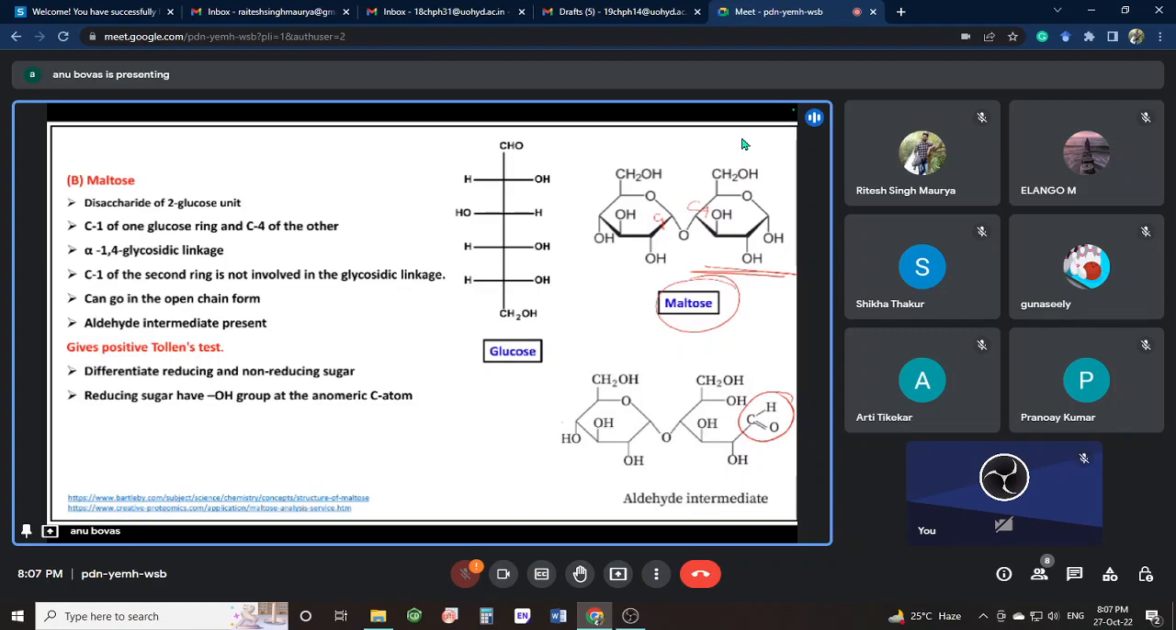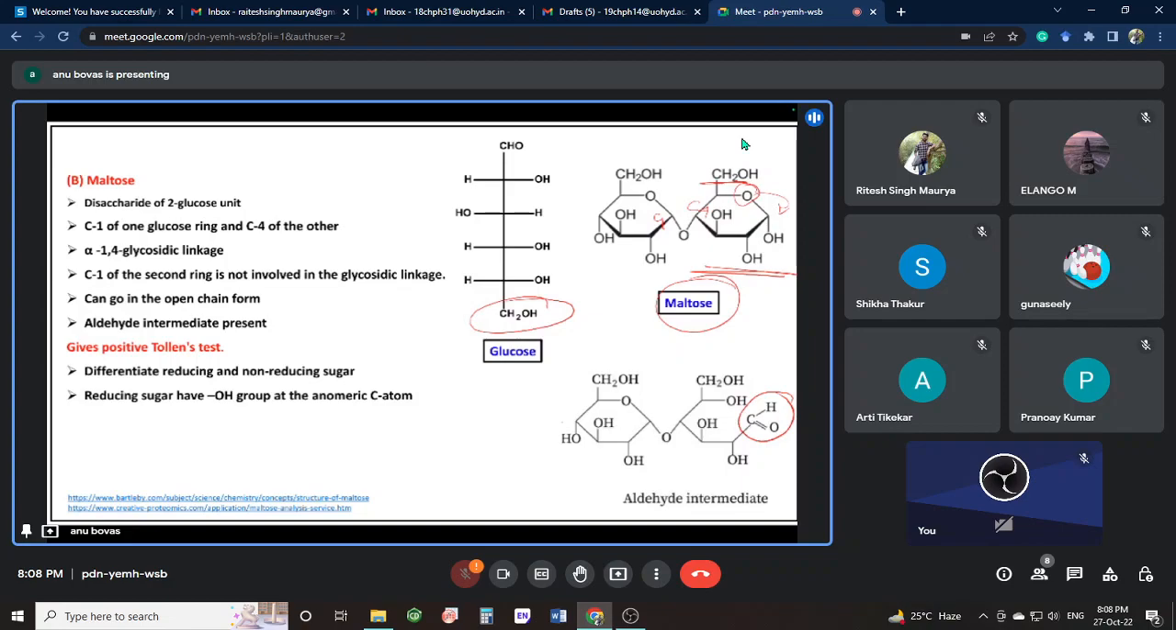In any cyclic carbohydrate, the anomeric carbon is the carbon which was initially the carbonyl carbon. Simply think of it like this: the anomeric carbon is the carbon found next to the oxygen atom, not the one with CH2OH. You have to look in the opposite direction. Look at the carbon atom next to the oxygen atom which does not have a group like CH2OH or CH2O, and see whether OH is present or not. If OH is present, it is called a reducing sugar, and a reducing sugar gives a positive Tollens test.